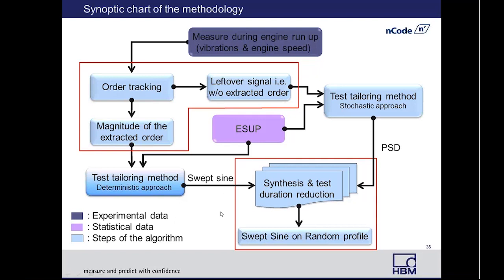Same thing with the leftover signal or the random part. If you want, we can apply the test tailoring approach, scale the FDS with the engine usage profile file, and obtain an accelerated PSD. And swept sine plus PSD gives the accelerated swept sine on random profile.